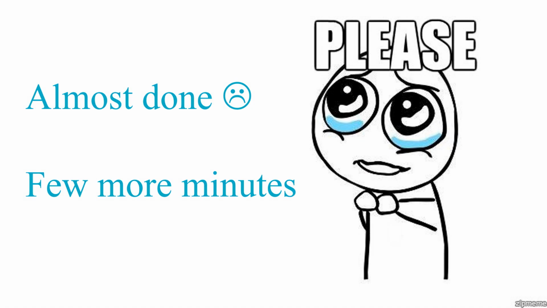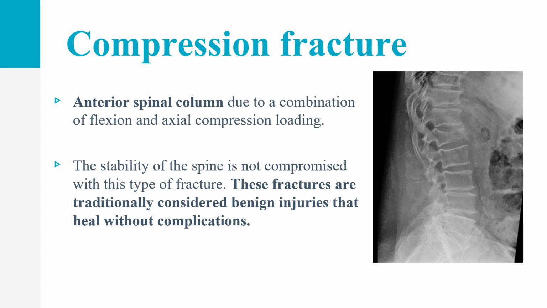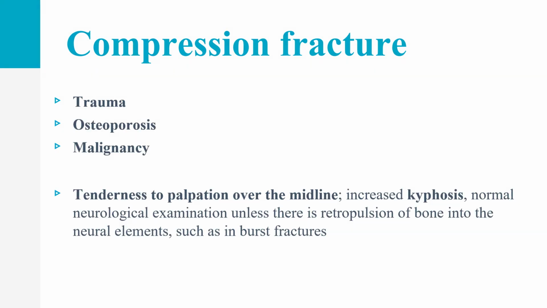So only a few more minutes. The third common one is the compression fracture. The compression fracture is usually an anterior column fracture, and it's a stable one. It's considered a benign injury and nothing needs to be done for this fracture. Most of the causes are trauma, osteoporosis and malignancy. If you suspect malignancy, you go for an MRI. Otherwise, there is no need for an MRI.